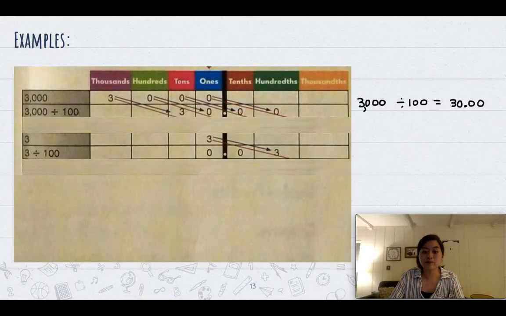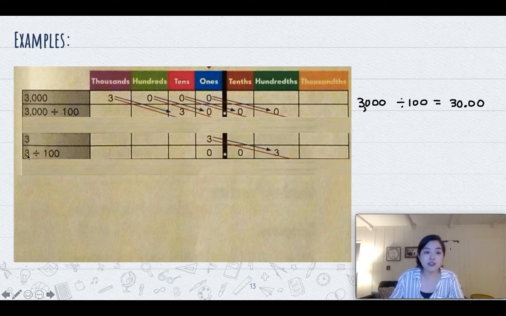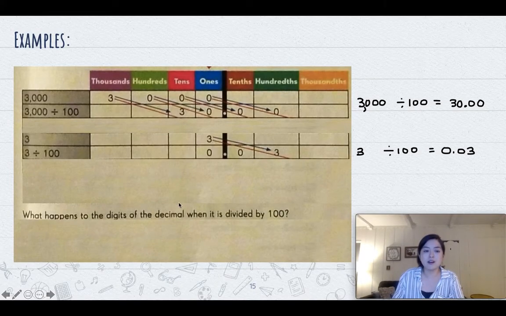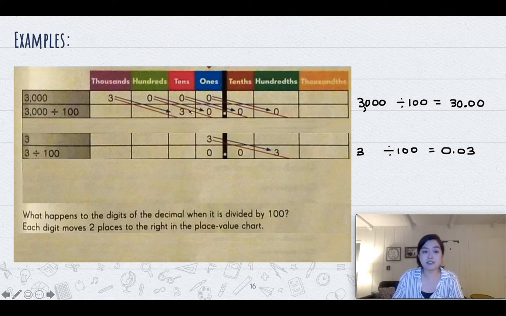Next, in here, we have 3, and we're dividing it by 100. So when I do that again, my numbers move over to the right 2 place values, right? And that looks like 3 divided by 100 is equal to 0.03. Now, what happens to the digits of the decimal when it is divided by 100? It moves over 2 places to the right in the place value chart.